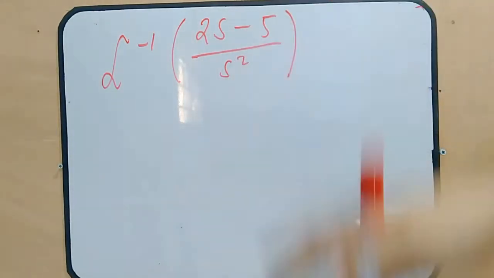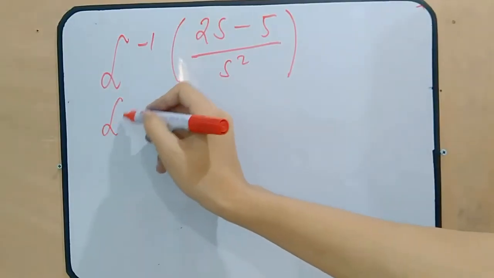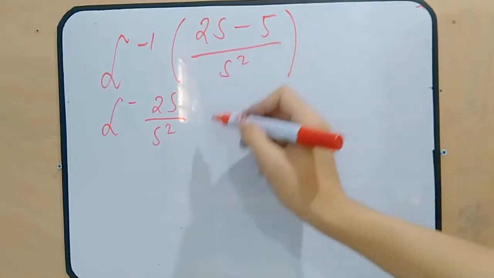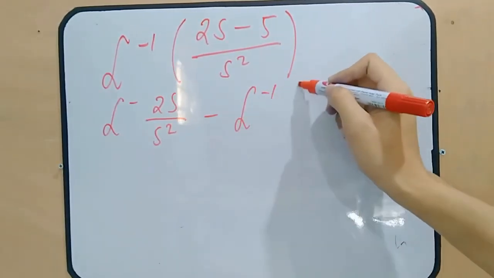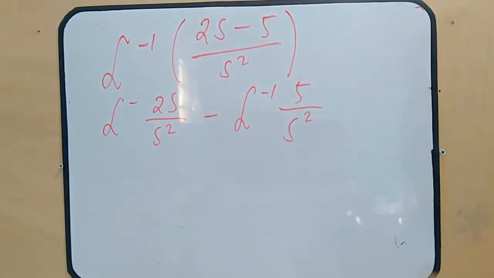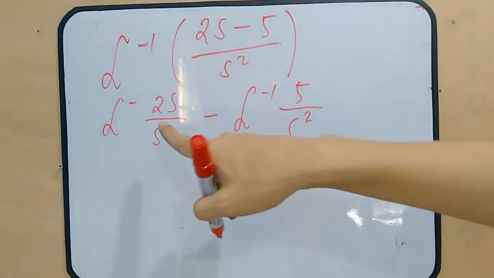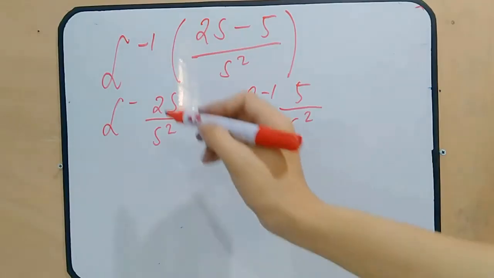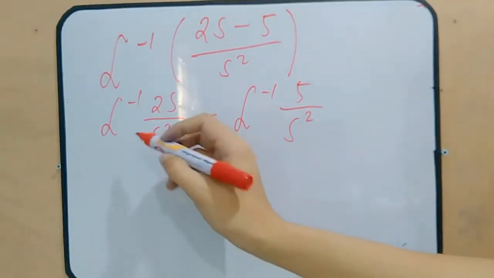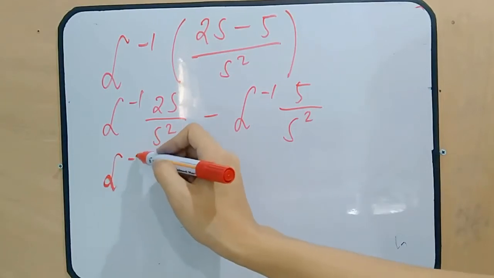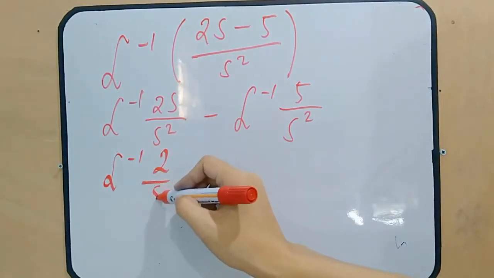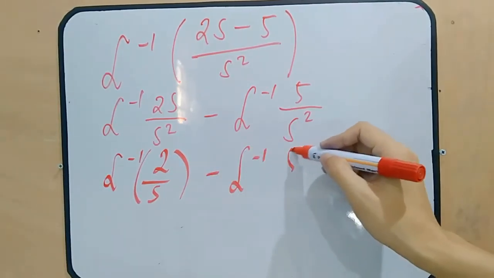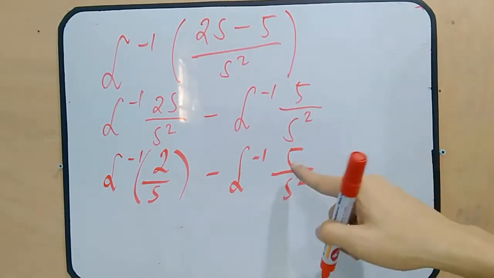So, ito guys, pwede natin siya ma-simplify. So, we have here the inverse Laplace transform of 2s all over s squared. So, ito guys, minus the inverse Laplace transform of 5 all over s squared. Now, ito, pwede natin makancel yung s in our numerator here. So, yung s cancel na. We have here the inverse Laplace transform of 2 all over s. Then, we have here minus the inverse Laplace transform of 5 all over s squared.